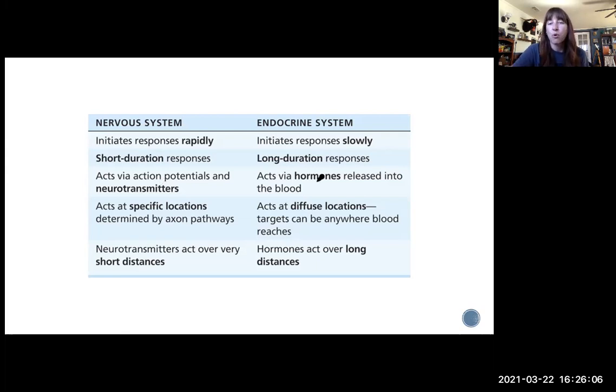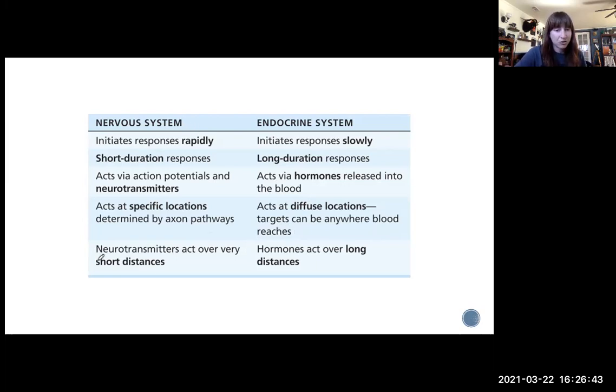And the endocrine system works with hormones, which are released into the blood or other bodily fluids. Nervous system acts at specific locations via like a highway, which would be like a nerve. Axon pathways, they start one place and they end in another place, and that's where the signal goes, and that's it, right? Whereas in the endocrine system, the hormones that are released by glands, they kind of diffuse, they go out into the blood, which means that they're going to basically pass by every organ. Whether or not they make contact with that organ depends on whether or not the organ has receptors for that hormone, right? But it could be multiple organs at that point, anywhere the blood reaches.